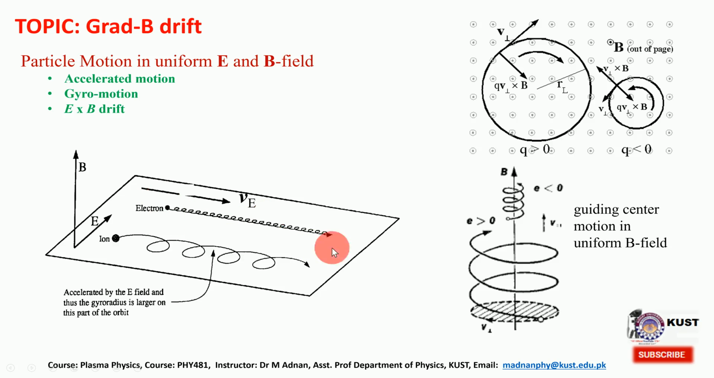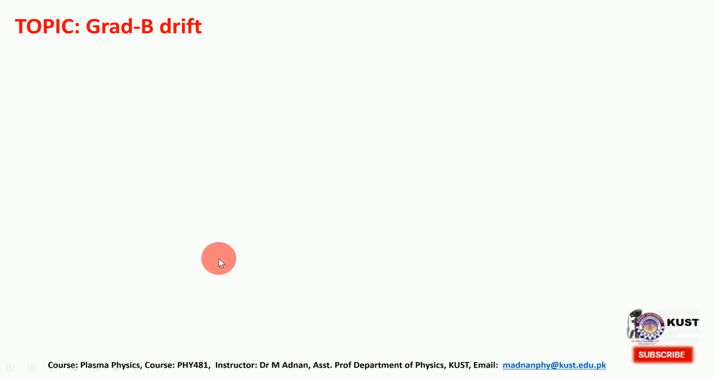Now you can see the sense of rotation for the electrons and for the ions, and one can see that both are moving in the same direction, since the E cross B drift is independent of the charge polarity. So with this, now we move forward to the grad B drift, that is, having this idea of the guiding center motion when electric and magnetic fields are applied, both uniform, still there is a drifting guiding center.